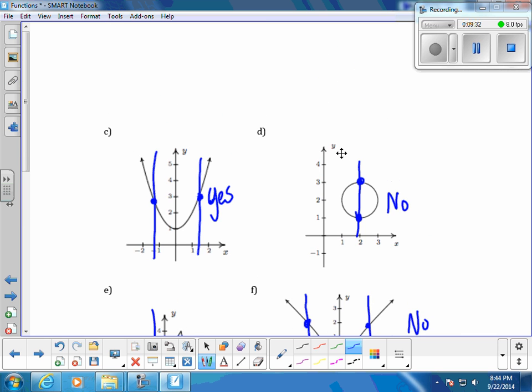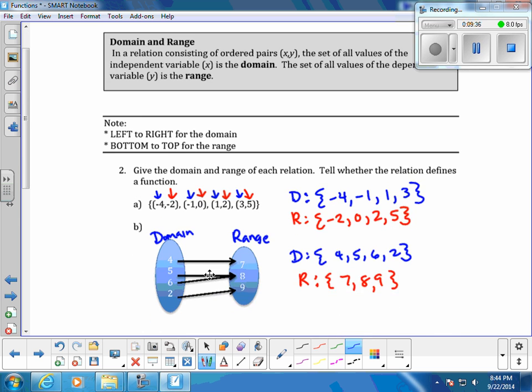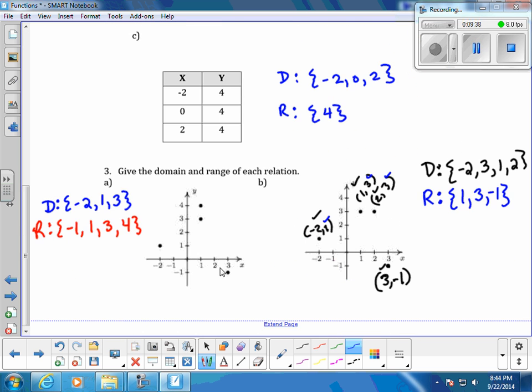I think we had a few more. Let me go back a page where we can also look at these. So this one is not a function because it touches 2 points, but this one is, because it doesn't matter where I draw it, it's only going to touch 1 point at that time. So this one, yes, this is a function.